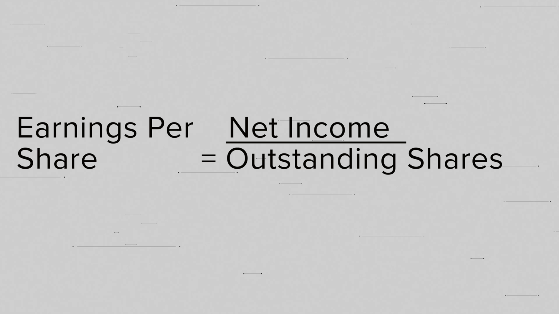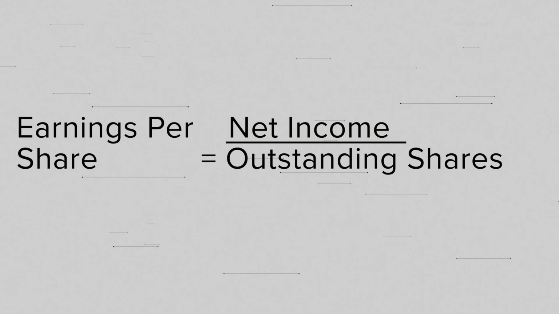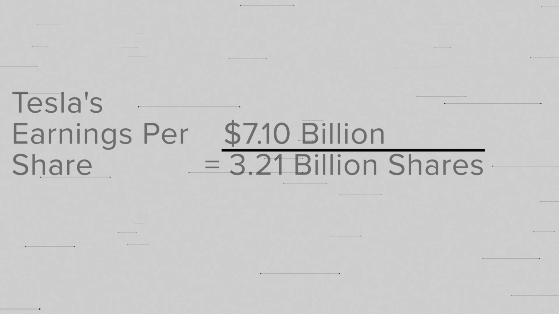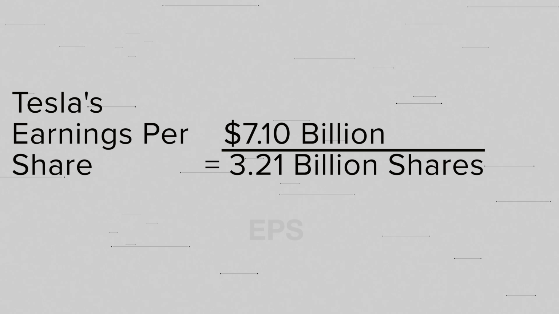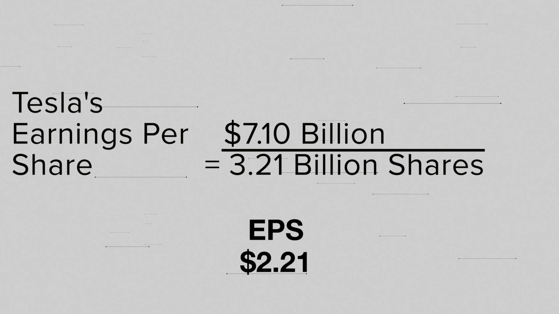So our first ratio will be earnings per share, or EPS, and this is net income divided by the number of outstanding shares. This one tells you how much profit each share represents. Investors track EPS growth religiously. Tesla has $7.1 billion in net income and 3.21 billion outstanding shares, which in turn gave us an EPS of $2.21.